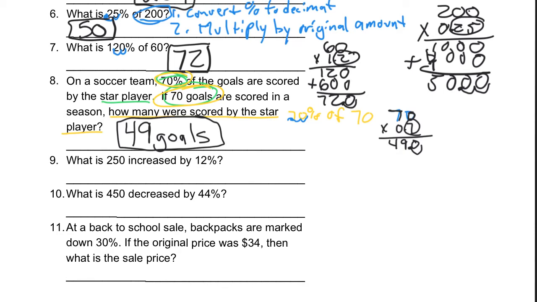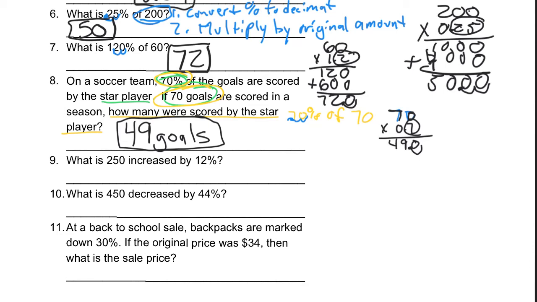All right, what is 250 increased by 12%? Well, let's see. There's 3 steps here that I need to do. And the first 2 are ones that I've been doing on the last 3 problems. So step 1, okay, I'm going to convert the percent to a decimal. I'm showing you at the top of the screen here. Secondly, I'm going to multiply by the original amount.